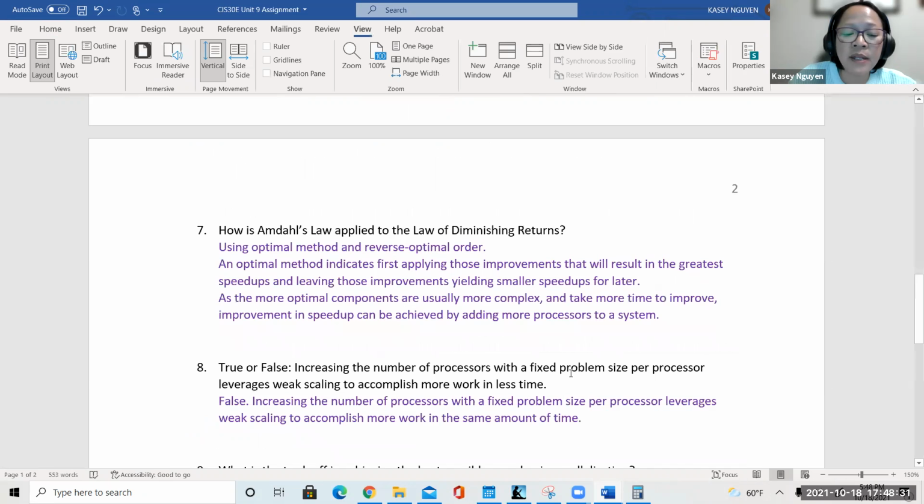So we can take that and put that in here. It says that using Amdahl's law applied to the law of diminishing returns, when you're using the optimal method and the reverse optimal method, the optimal method indicates first applying those improvements that will result in the greatest speed up. So you would only parallelize the area of your program that's going to yield the most return. And then you're going to focus on that first and then transition to the smaller tasks that will yield less speed up. And that's how you're going to truly get the max out of what was invested.